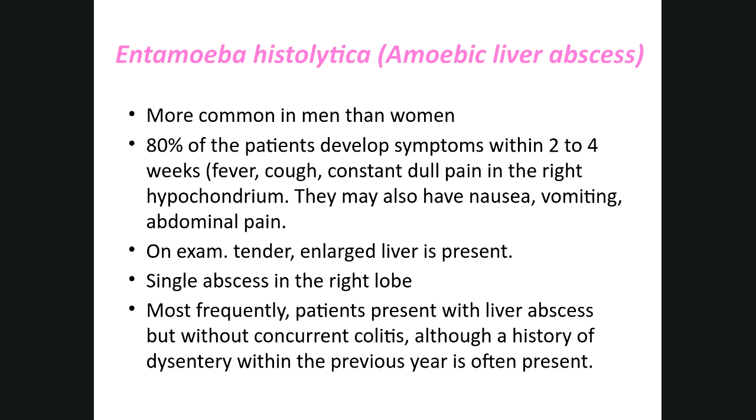The majority of the patients will develop symptoms in 2 to 4 weeks, and usually they present with fever and pain in the right hypochondrium. Fever and pain in the right hypochondrium. Fever is high, there is rigors, shivering, the condition is very acute. Sometimes they may have cough because of the irritation of the diaphragm or the pleura. There could be nausea and vomiting, abdominal pain.